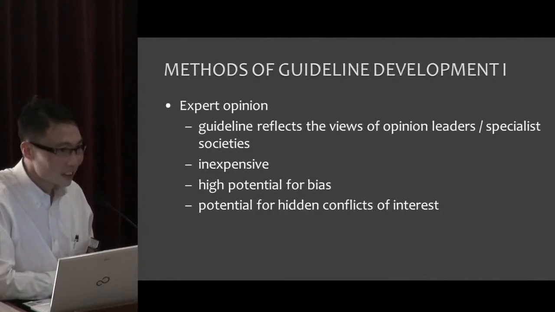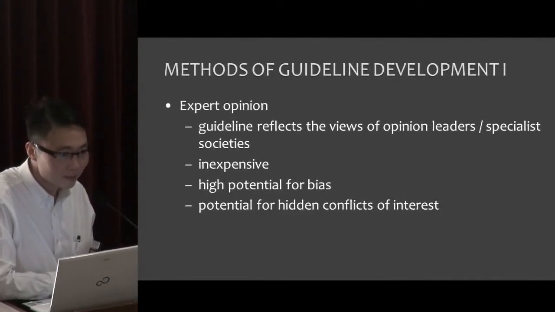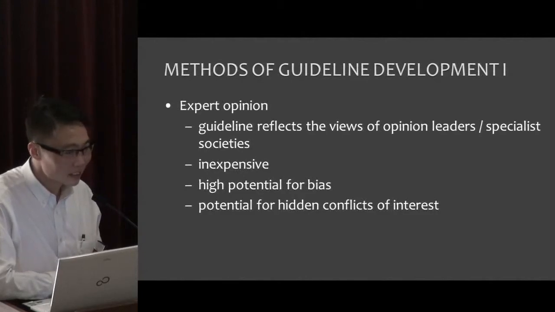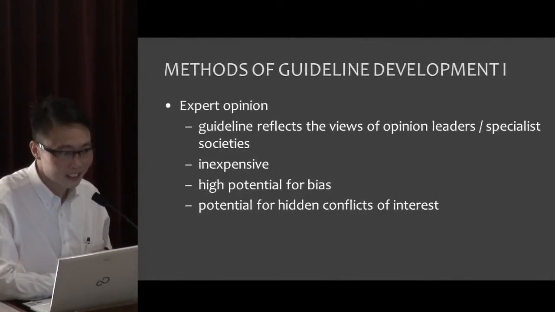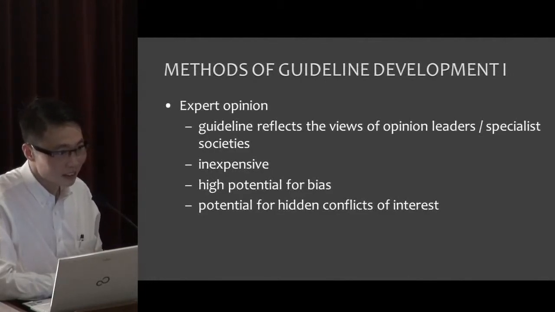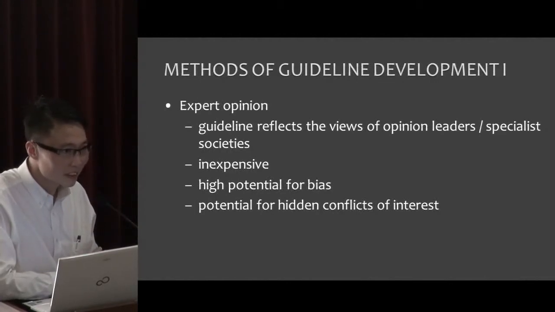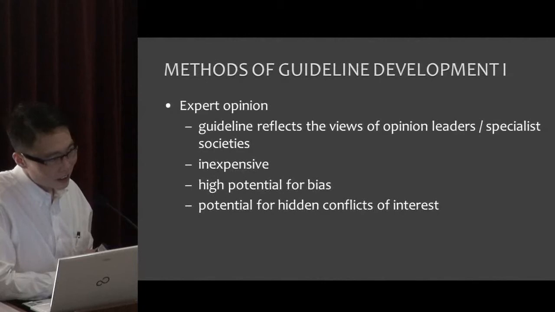And then, of course, there is this issue of conflict of interest, because as you become an expert in a certain field, maybe the manufacturers of those products that you use may tend to use you as an opinion leader or something like that. And then if you get paid for it, then there is a conflict of interest.